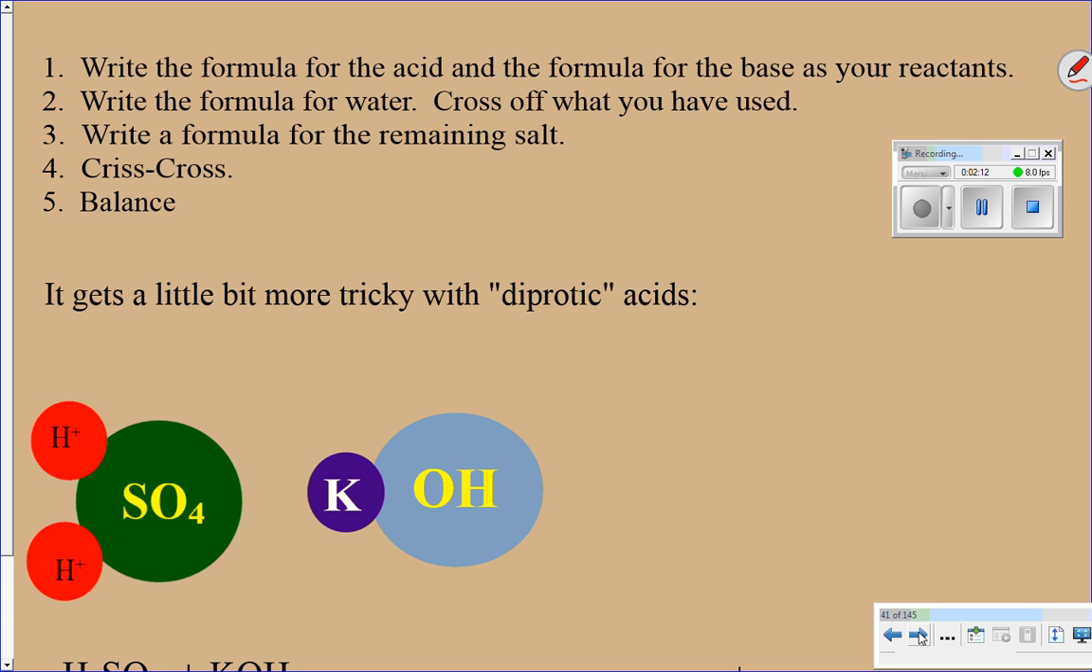Next, you need to write the formula for water and cross off the ions that have been used to make that water, which are typically H+ and OH-. You're going to write the formula for your remaining salt. And in that formula, you need to make sure that you crisscross and, of course, write the positive ion first. Finally, you balance the equation just like we used to earlier in the year.